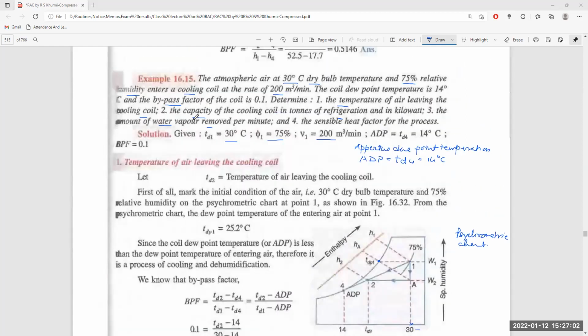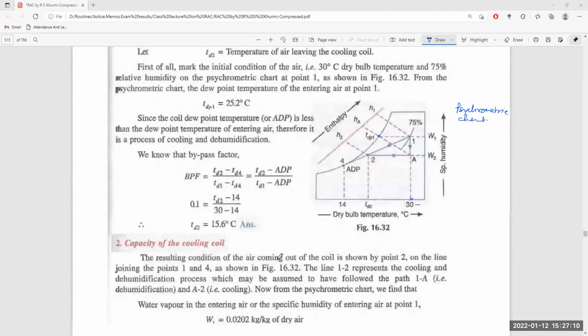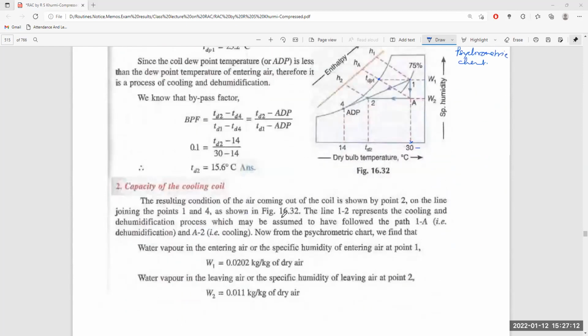Next, the capacity of the cooling coil. We are supposed to calculate the capacity of the coil in tonnage of refrigerant and in kilowatt. That means we have to calculate how much heat can be removed by this type of cooling process, when we know the enthalpies H1 and H2. Now, the resulting condition of the air coming out of the coil is shown by point 2.